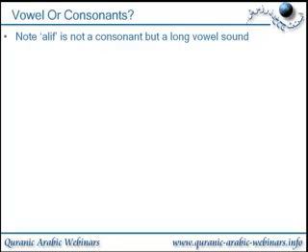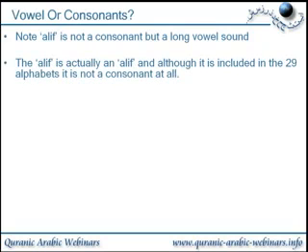Okay, so now we're going to cover just a little note, what I've put here as vowels or consonants. Note, alif is not a consonant but a long vowel sound. The alif is actually a long vowel, I'll explain that in a minute, and although it is included in the 29 alphabets, it is not a consonant at all. So what I'm saying here is when you look at the 29 alphabets, and you'll see this in most books, it will say alif, ba, ta. Now all the letters in the alphabet are known as consonants.